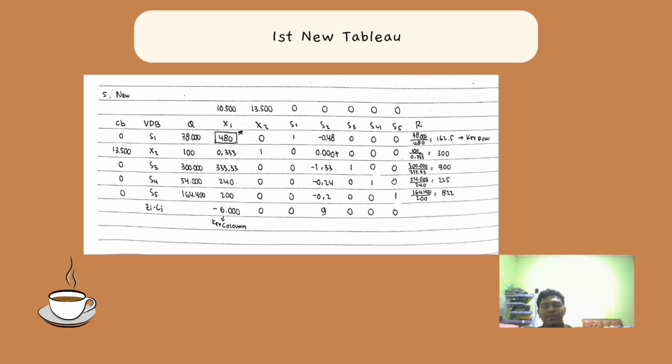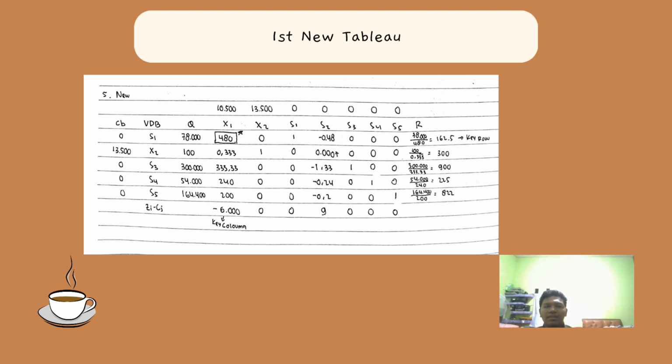Now, we input the Q column with the constants of the constraint functions. The values are 78,100, 100,000, 54,000, and 164,400 rupiah. After that, we fill the CB column with the coefficients of VDB, which are all set to 0 except for row 2, because its value is 13,500 from the previous result. We also conclude all the row transformations from the previous step to match what is shown in this video.